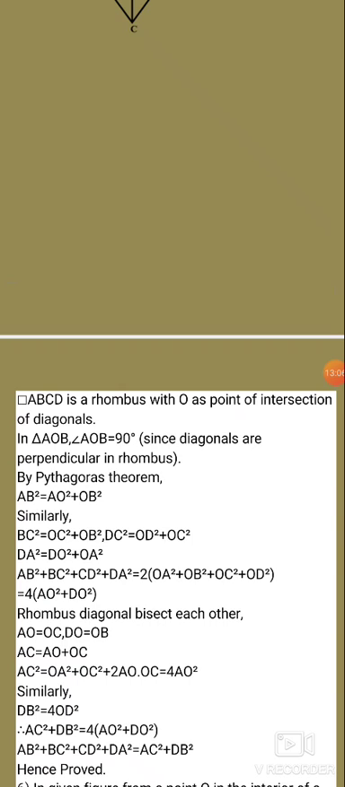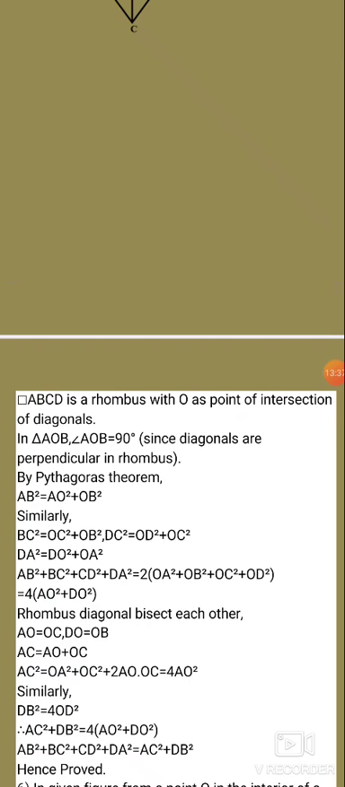Now we know a rhombus's diagonals bisect each other. That is AO equal to OC. Now DO is equal to OB. Now AC is equal to what in total? AO plus OC. So AC square is equal to OA square plus OC square plus 2 AO into OC. That is applying a plus b the whole square, which is equal to what?